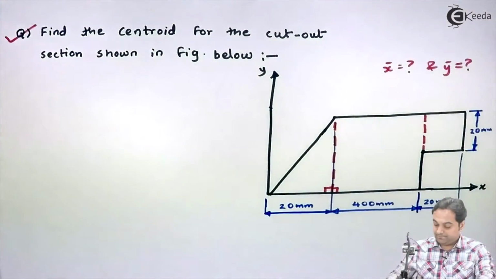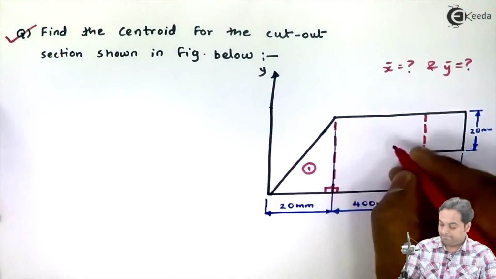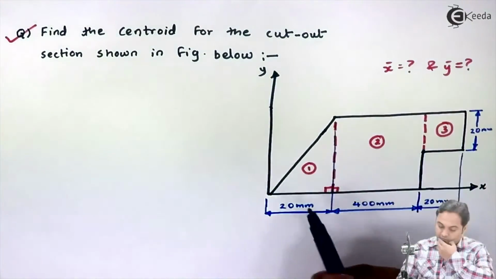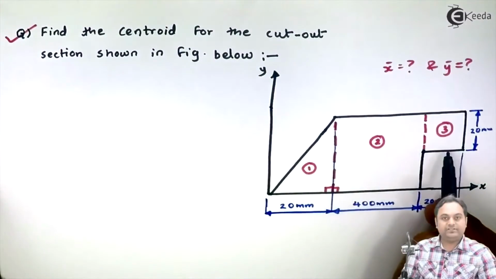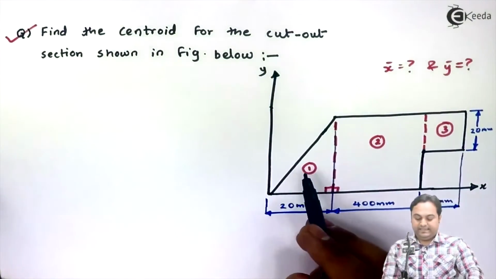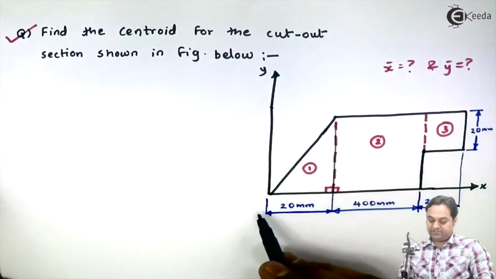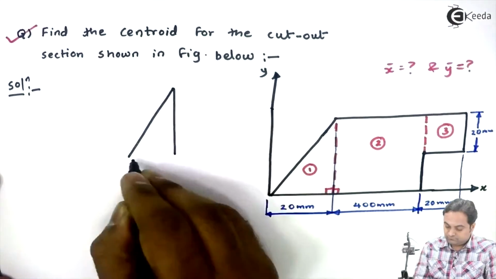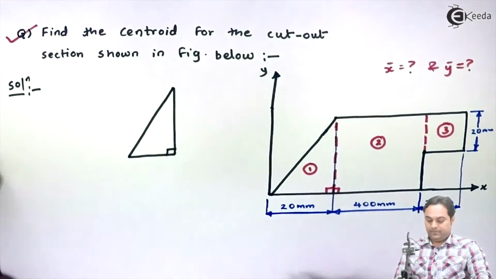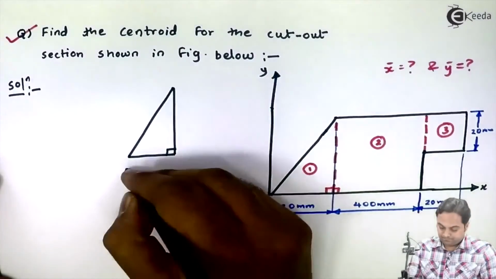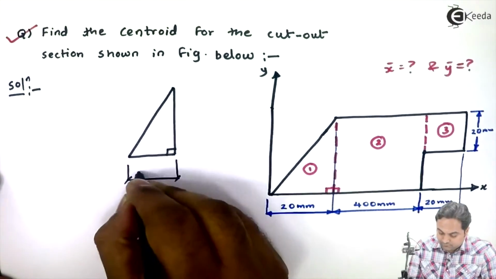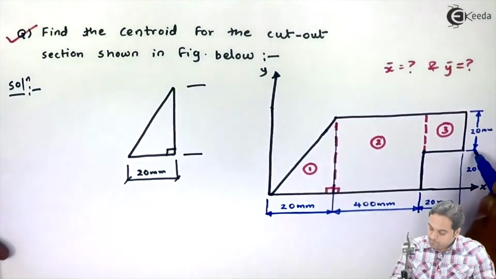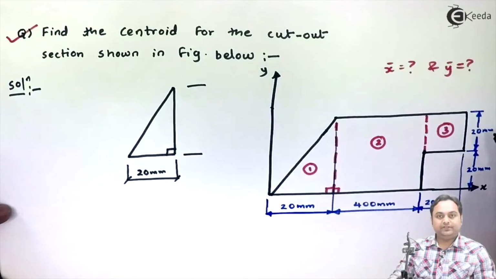So here will be section 1, section 2 and section 3. For such kind of figure we need to find the centroid. Now I'll take one figure at a time. That is, first I would be taking the triangle. I'll separate this triangle. Its base is 20 mm and its height is 20 plus 20, that is 40 mm.